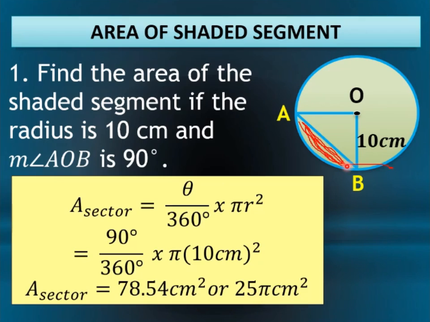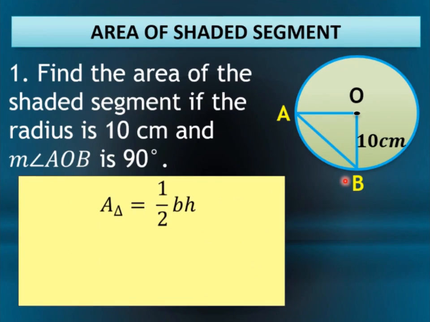Since we are looking for the area of this shaded segment of a circle, and this one will be the area of the sector, we have solved already for the area of the sector, and then we form here a triangle. So we will subtract the area of the triangle from the area of the sector to get the area of this shaded segment.